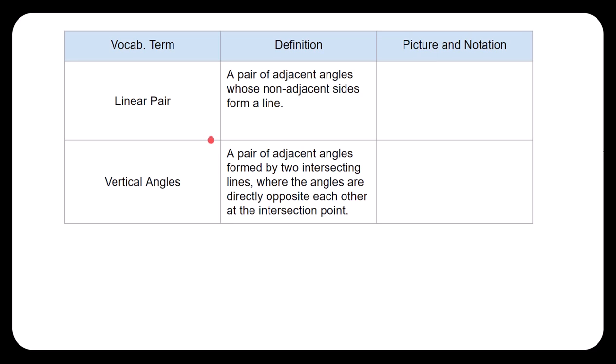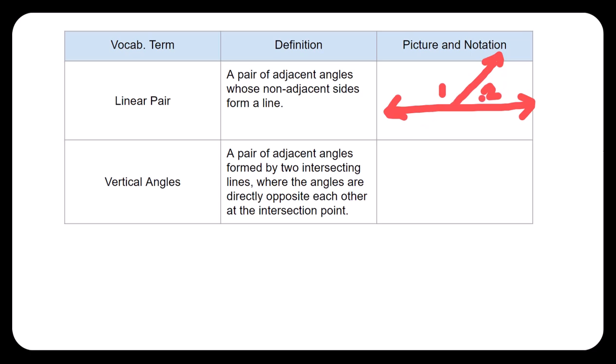But the definition is a pair of adjacent angles whose non-adjacent sides form a line. So basically, we're going to have two angles, and we're going to eventually need to form a line. So I'm going to sketch a line here real quick. You'll have a line that goes like this, and then we need to make two angles here. So I'm just going to draw from here and make one angle right there. As you can see, I have one angle here and one angle right here. So angle 1 and angle 2.